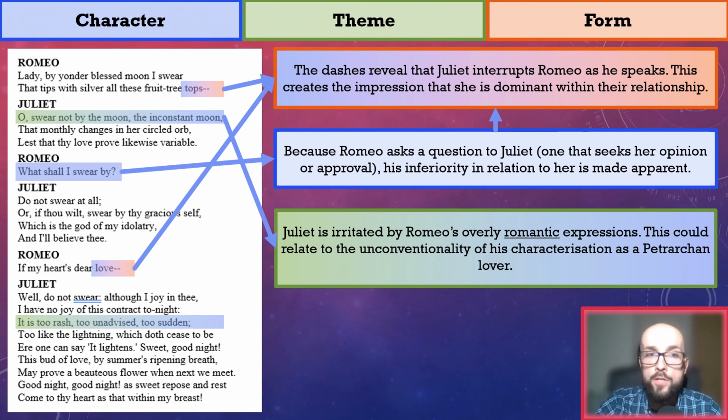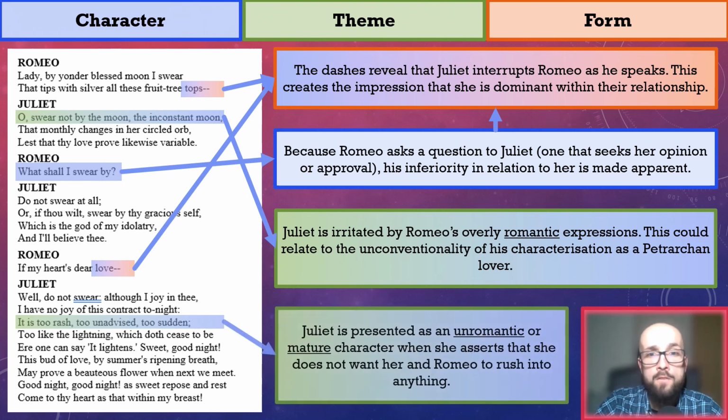And next, you could argue that Juliet is presented as unromantic or mature when she asserts that she does not want her and Romeo to rush into something. She does not enjoy the fact that their romance appears to be incredibly sudden. As such, she bids Romeo a good night at the end of this mini extract.